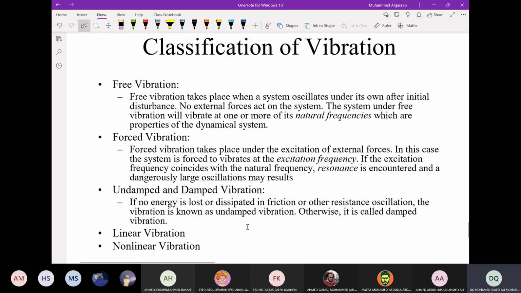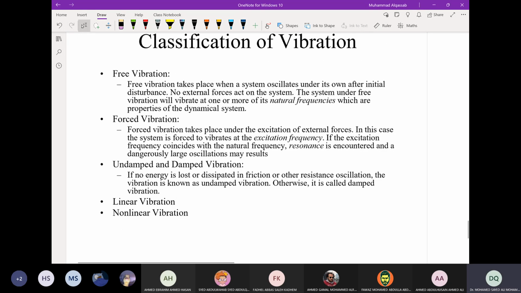Here is the last page in this note. This slide is about classification of vibration. Here are listed some of the important classifications. The first one is free vibration.